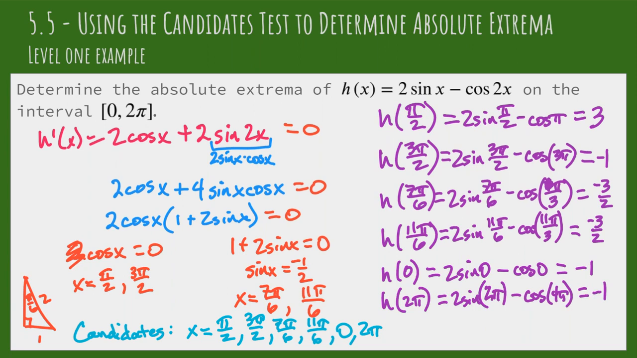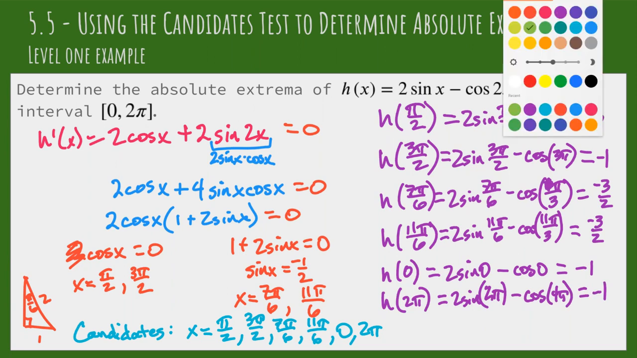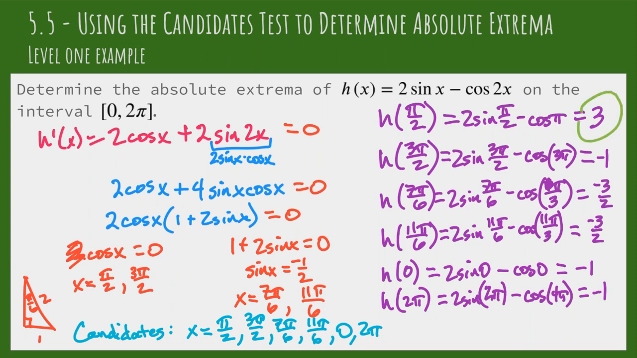Okay, so the biggest value we have along here is 3. And the smallest value that we have here is going to be negative 3/2, and that happens in 2 different places. So the negative 3/2 is here and here.